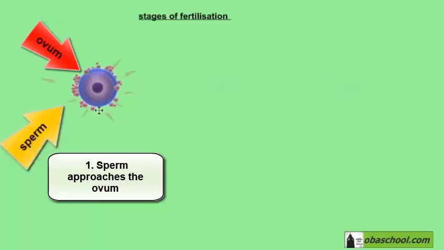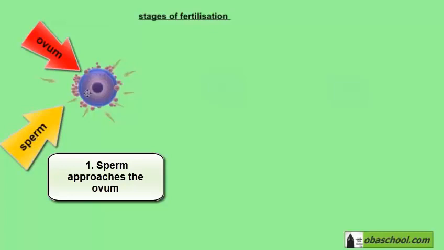Now we are going to look at the stages of this fertilization. This is the ovum. It is the female gamete. It is found in the reproductive system of the female, inside the female body. The sperm will join with the ovum by transferring from the male body to the female body through ejaculation.